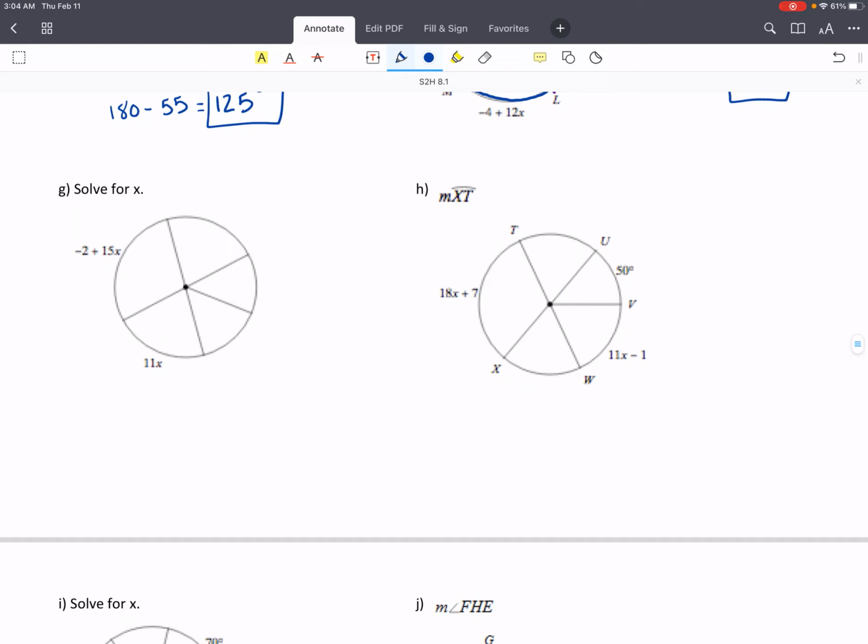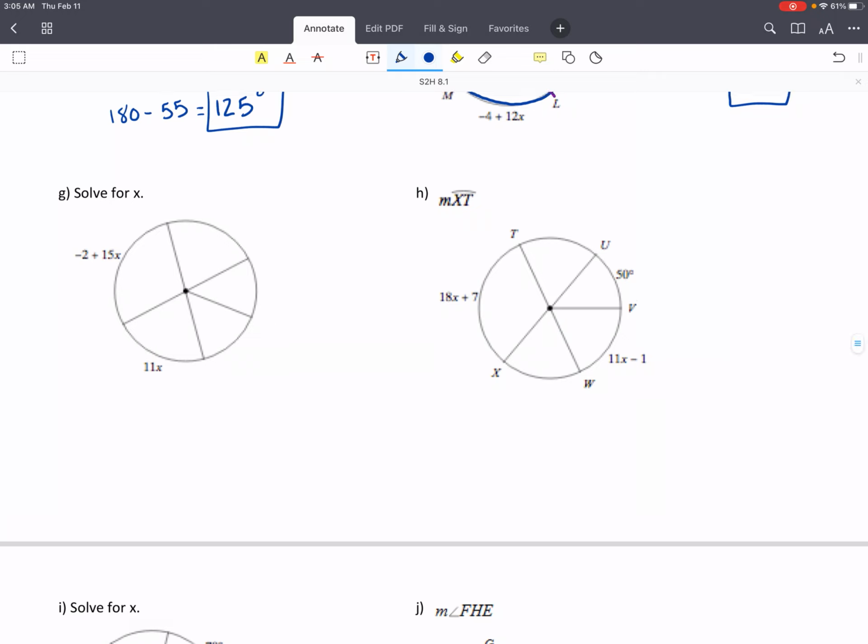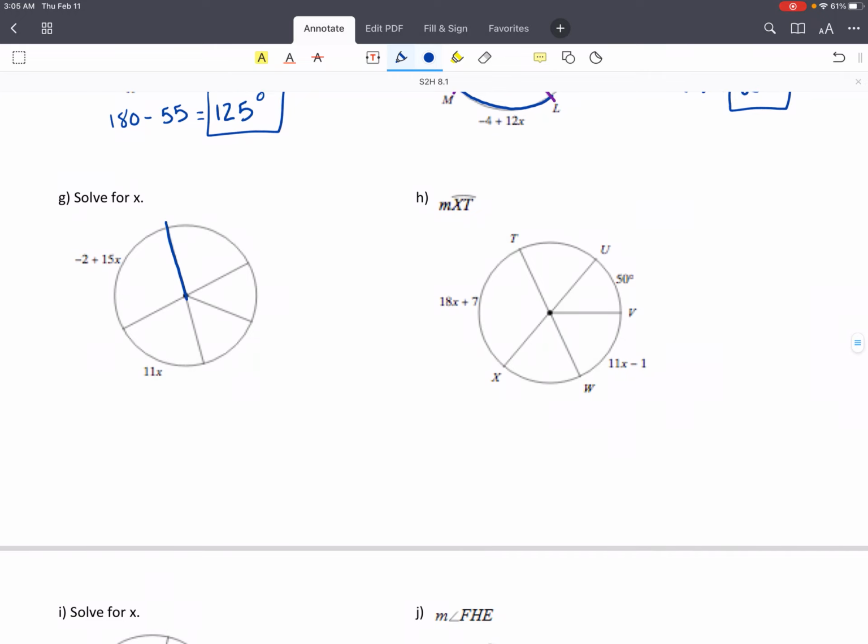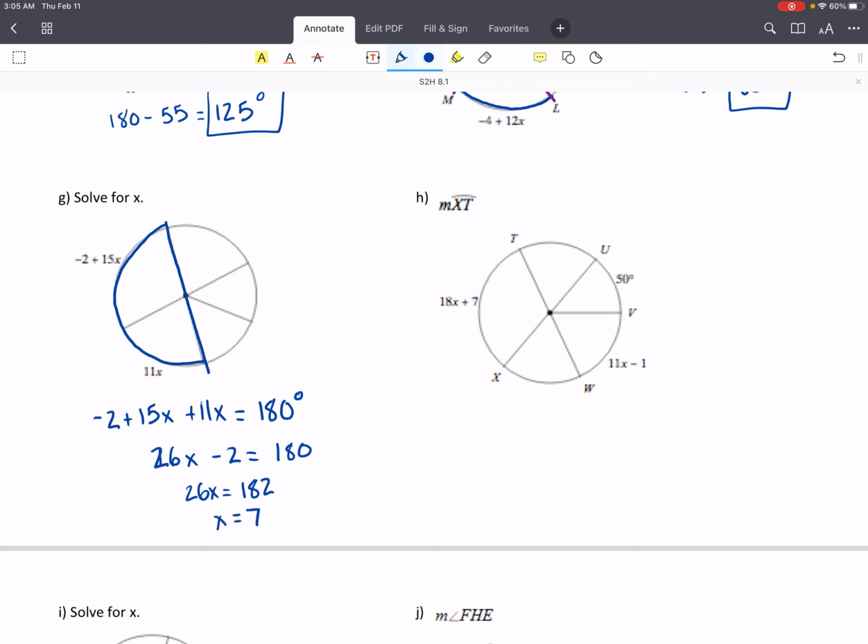Let's see, what other example do we want to do? All right. Let's see, part G, from solving for x. I see I have a diameter, which tells me that if I add those together, I get 180 degrees. So 6 plus 26x minus 2 equals 180. 26x equals 182. I divide by 26 and I get 7.